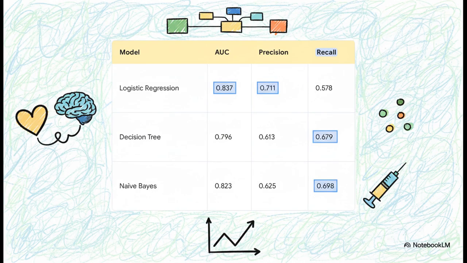Okay, so logistic regression is the most precise. That means when it predicts someone has diabetes, it's usually correct. It also has the highest AUC, which is just a general measure of how well it can tell the two groups apart. But look at that recall column. Naive Bayes is catching almost 70% of the diabetic patients. That's the highest of the 3. And boom, right away we've hit our first classic trade-off. Do we want the most accurate predictions, or do we want to find the most sick people?